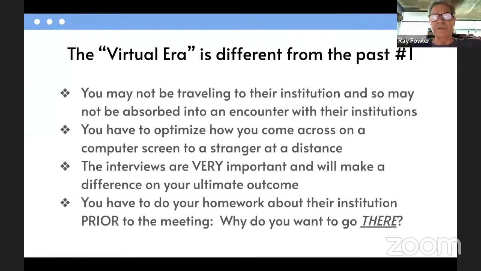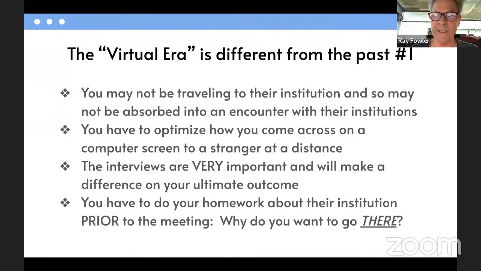The interviews, folks, I have to stress this. We really pay attention to the interviews. You're meeting a very well-educated, dedicated stranger who's going to ask you some general and some very pointed questions. And your responses and how you handle these questions, sometimes on the fly, something maybe you hadn't thought of, will make a difference on your ultimate outcome.